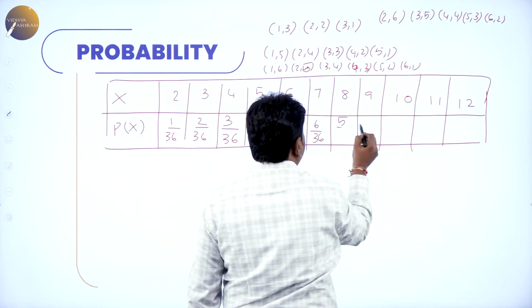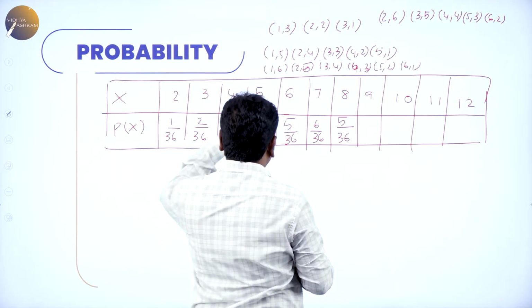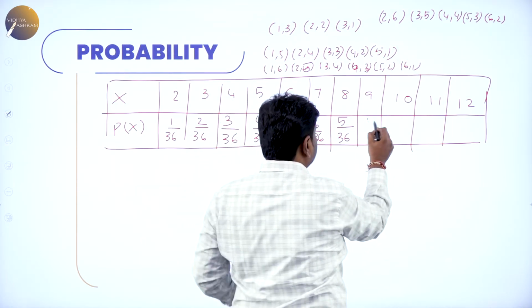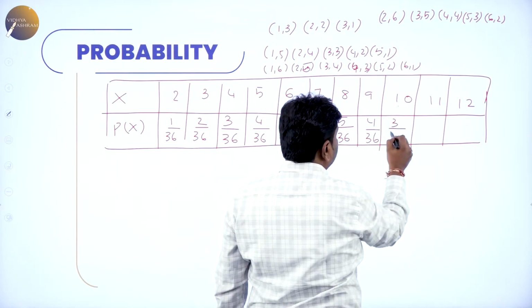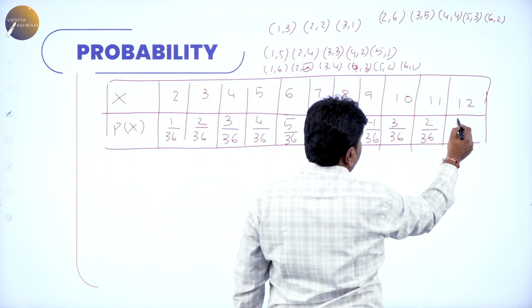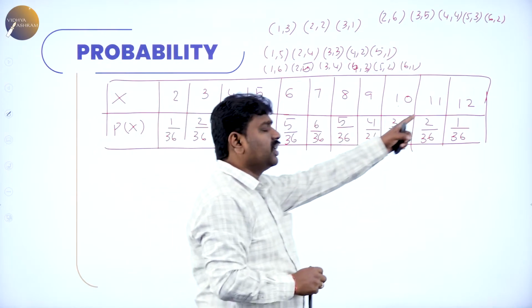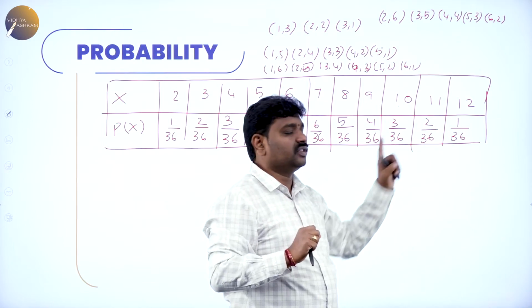So from here it goes on decreasing. See, 1 by 36, 2 by 36, 3 by 36, 4 by 36, 5 by 36. After 6, it is reversed: 5 by 36, then 4 by 36, then only 3 outcomes out of 36. Then 2 outcomes out of 36 for sum 11, and here only 1, that is 6, 6. That's it. Sum 12 means only 6, 6, only 1 out of 36.